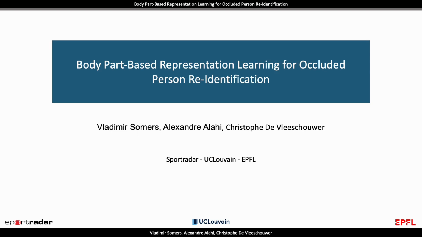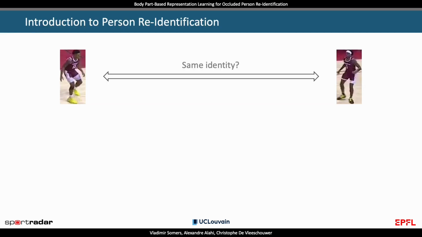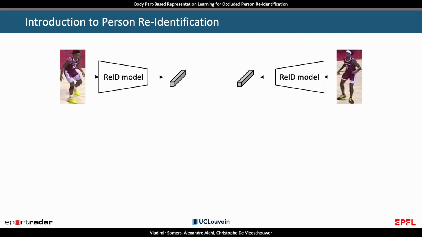In this video, I'll present our work on body part-based representation learning for occluded person re-identification. The goal of person re-identification, or simply re-ID, is to tell if two person images belong to the same identity or not. To solve the task, we generally use Siamese networks to output two features and then compute their distance in the feature space, with a small distance indicating a correct match.